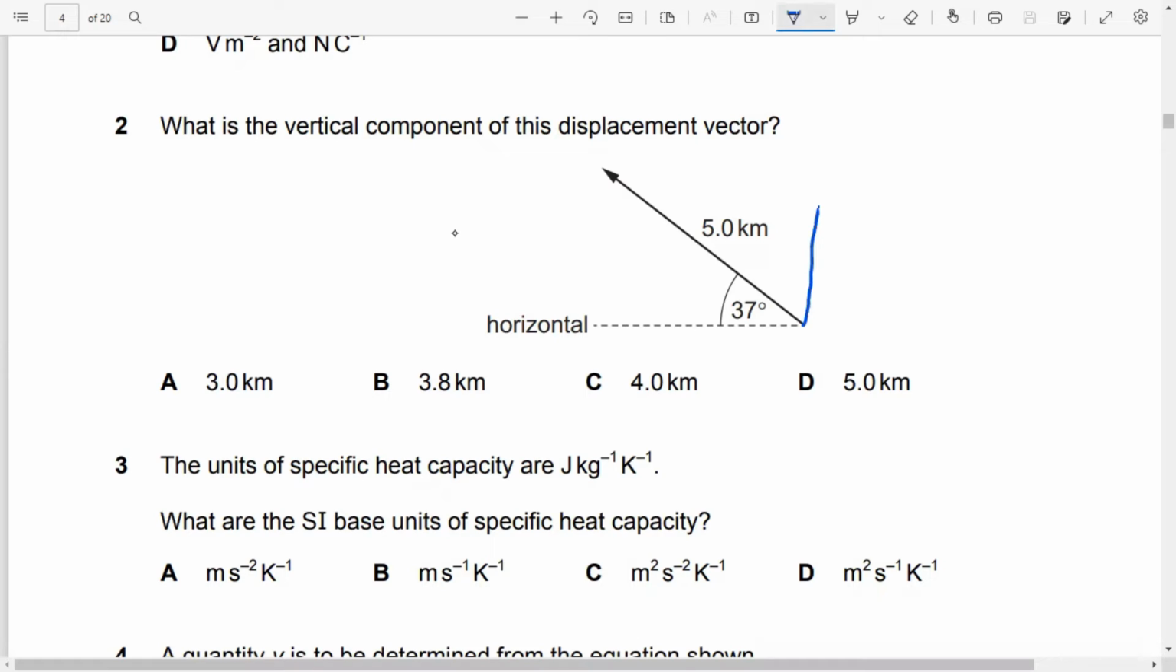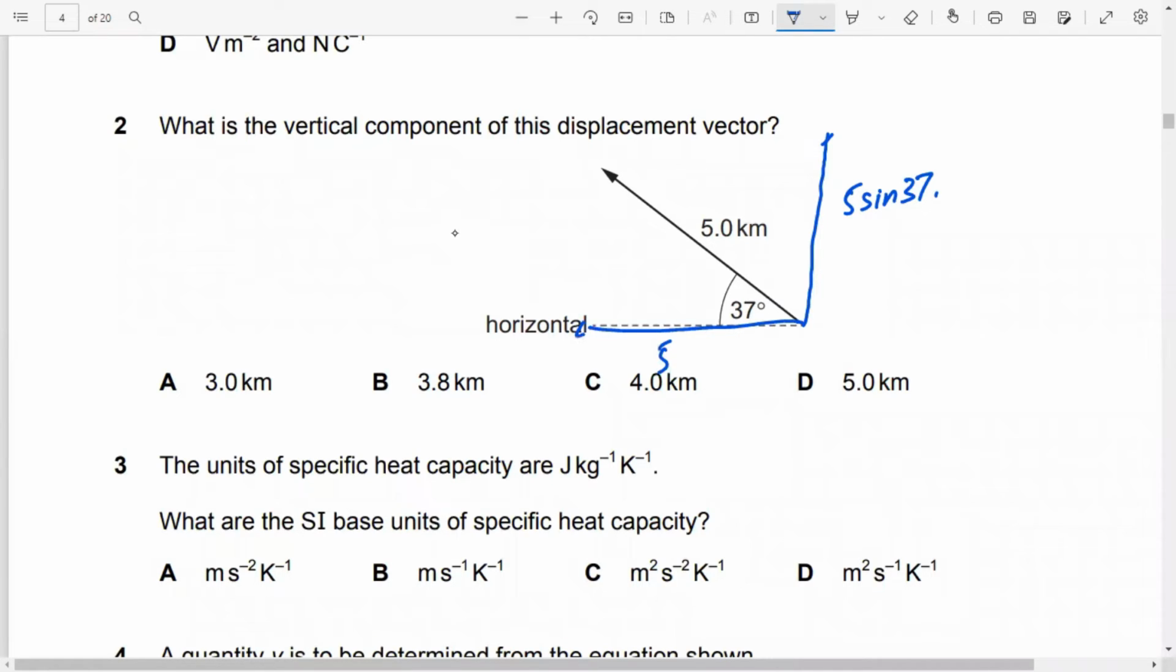Online students, समझ आ रही है जी? This component is 5 sin of 37. इसको आप solve करें तो आपका आंसर आएगा 3 kilometers, right? और ये इसका horizontal component होगा 5 sin of 37. Answer is A.